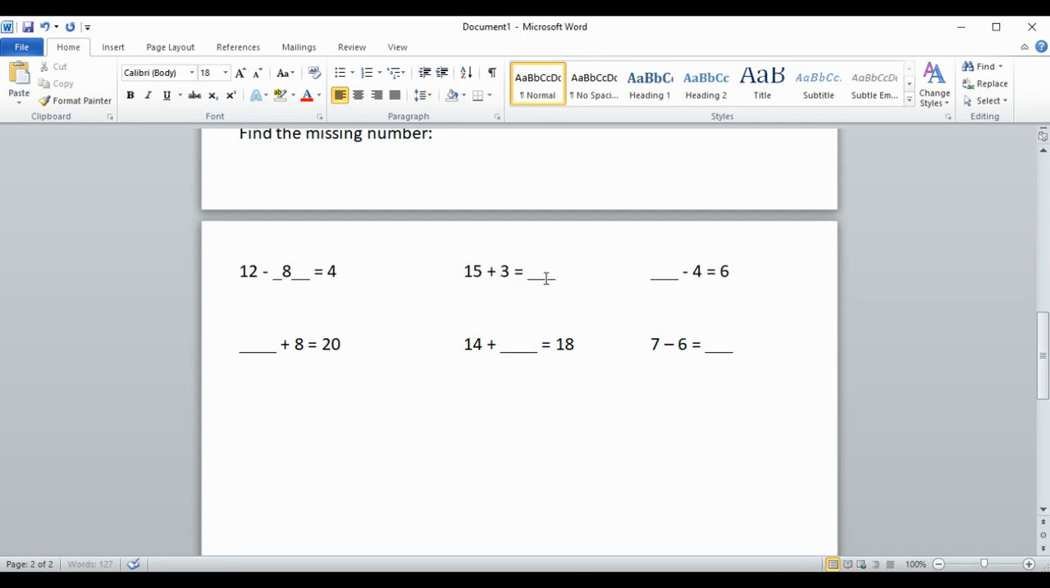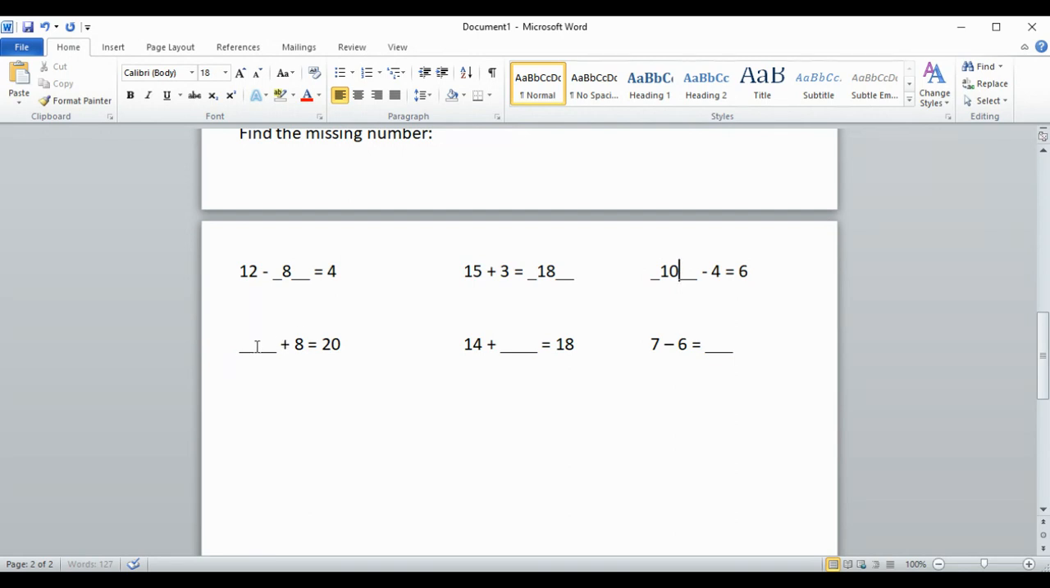This one, 15 plus 3, that one's pretty straightforward. 18. Here's the one that kids tend to get a little stumped on. When this number in a subtraction problem, the front number is missing. So when the front number is missing from a subtraction problem, add these two numbers together. 4 plus 6. And what do you get? You get 10. And is it true that 10 minus 4 equals 6? Yes, it is. So these are the ones that can be the stumpers. And just remember, you add these two numbers together to get the front number.